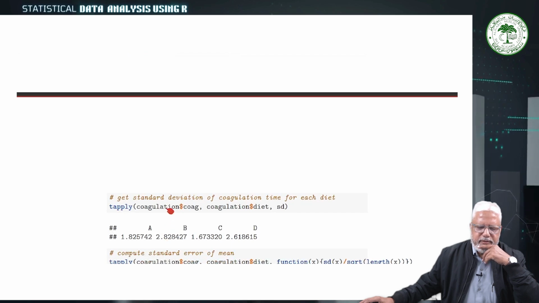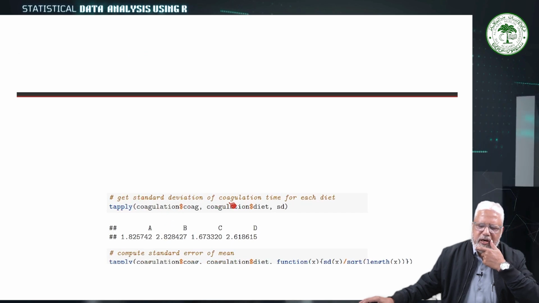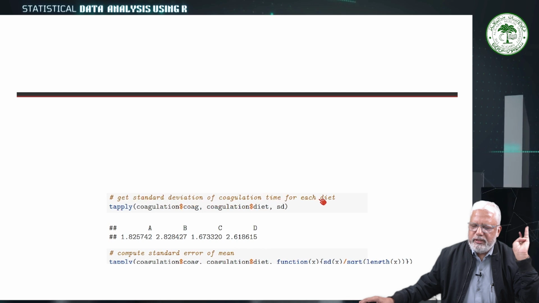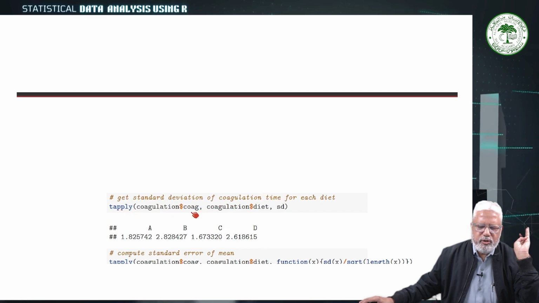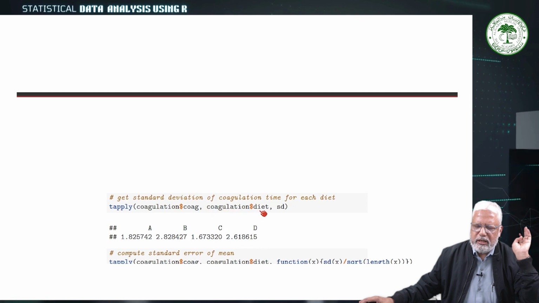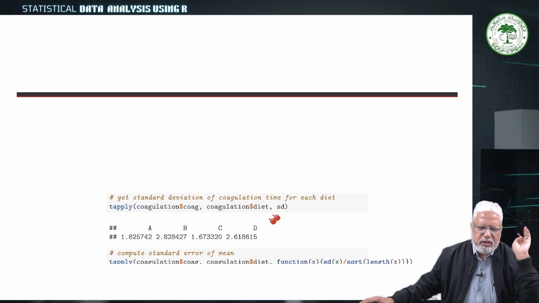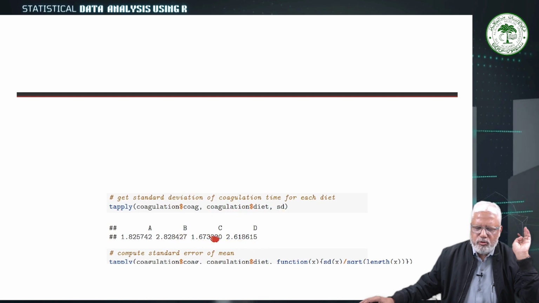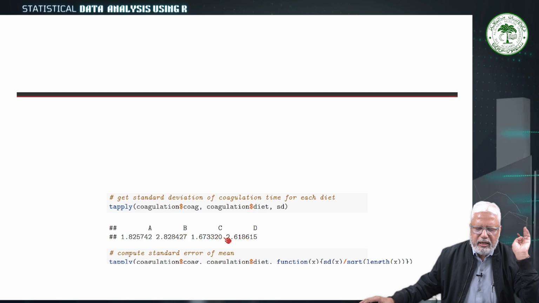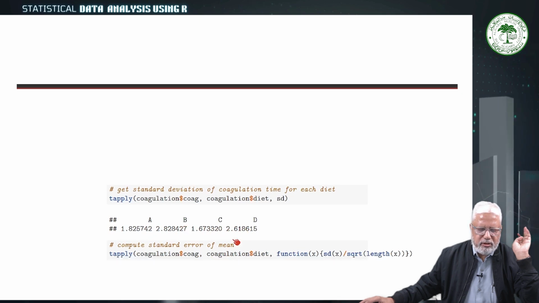With tapply, get the standard deviation of coagulation time for each diet. In tapply(coagulation$coag, coagulation$diet, sd), coag is the numeric variable, diet is the categorical variable, and we want the SD. The SD of B is maximum, followed by D, then A and then C.